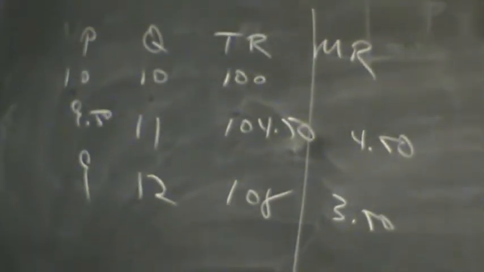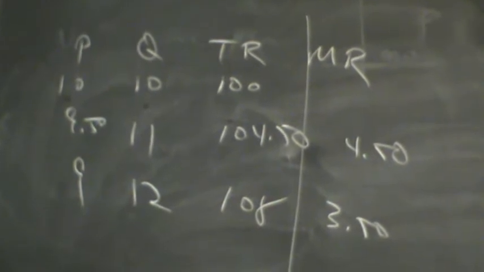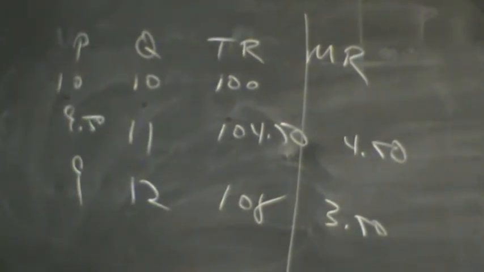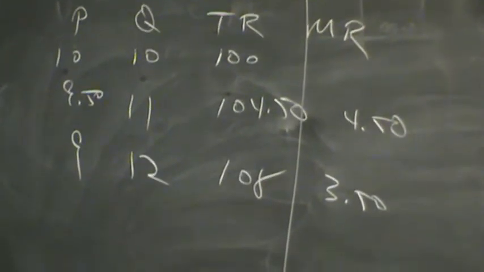He was making 10, and he was charging 10, and he was making $100. When he made 11, he's charging $9.50, but he's only making an extra $4.50. And when he's making 12 and he's charging $9, he's only making an extra $3.50. How is that possible? Why is that happening? He's charging $9.50 and only making $4.50.